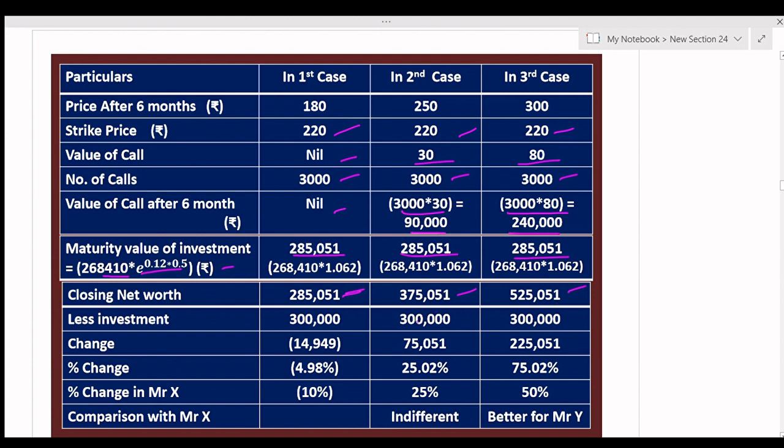Now less investment, 3 lakh, 3 lakh, 3 lakh. Change is loss 14,949, profit 75,051 and here 2,25,051. Percentage 4.98%, here 25.02%, here 75.02%. Now in Mr. X, the percentage gain or loss is 10%, 25% and 50%. And in comparison, here there is no comparison, it is indifferent, same in both cases, and here better for Mr. Y.